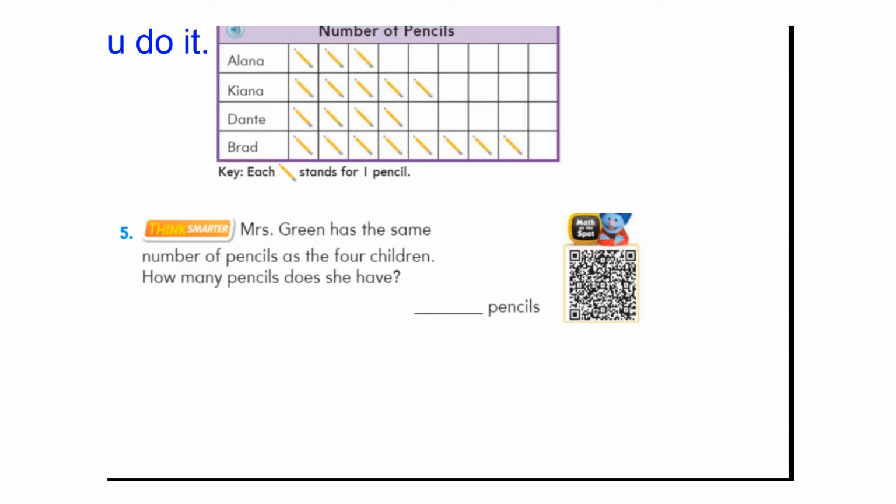Okay, another picture graph of pencils. It says Mrs. Green had the same number of pencils as the 4 children. How many pencils does she have? Well, she had as many as they all had combined. So we have to add those all up. We have 4 here and 4 here. That's 8 plus 4 more is 12, 13, 14, 15, 16, 17, 18, 19, 20. So she had 20 pencils because she had as many as they all had combined.